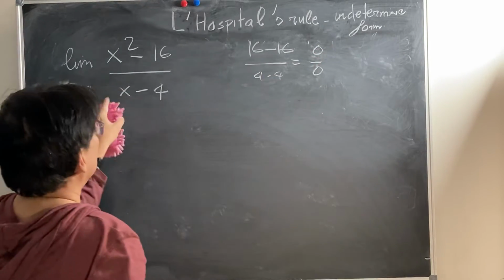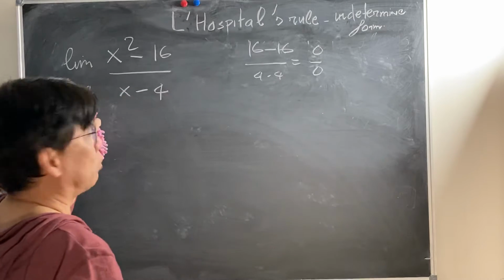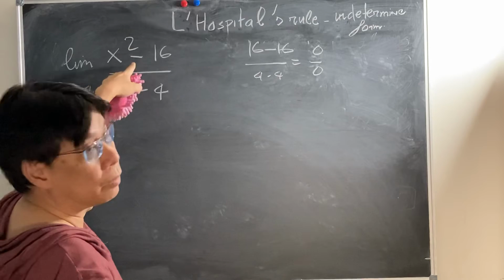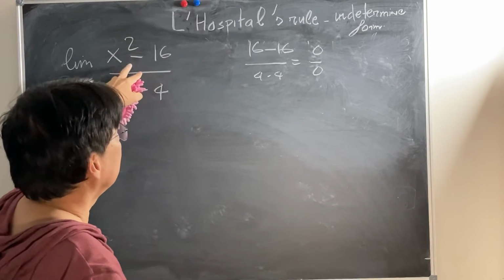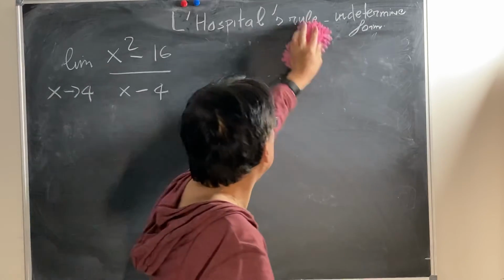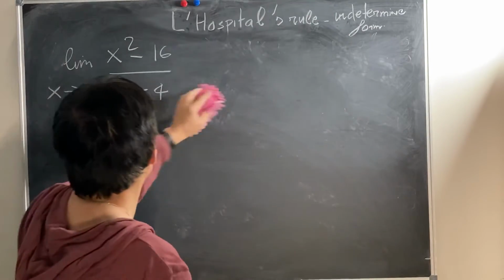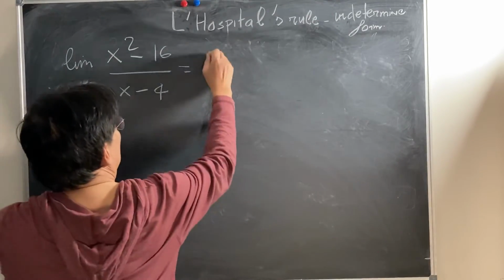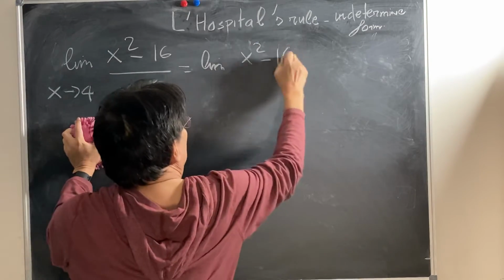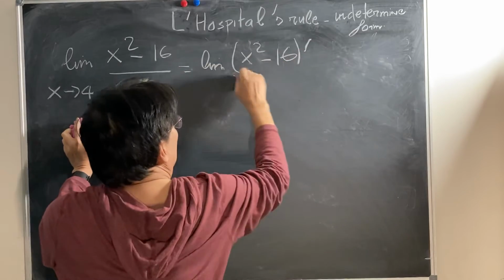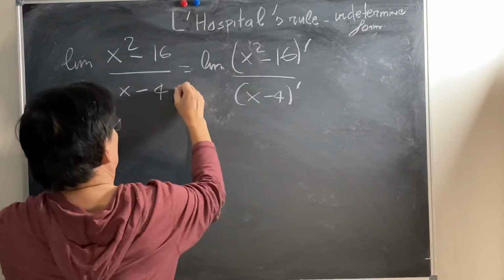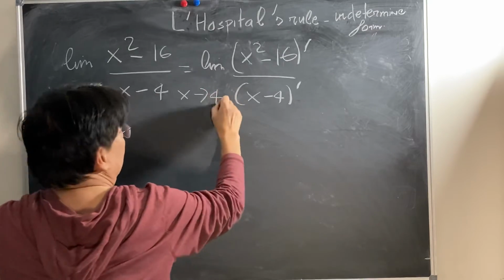So you cannot substitute directly. You cannot substitute x equals 4 directly into this quotient, this function right here. You have to apply L'Hopital's rule. So this will be equal to the limit of the derivative of x squared minus 16, divided by the derivative of x minus 4, as x goes to 4.